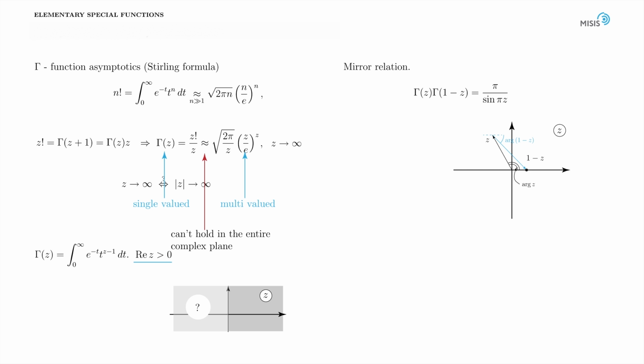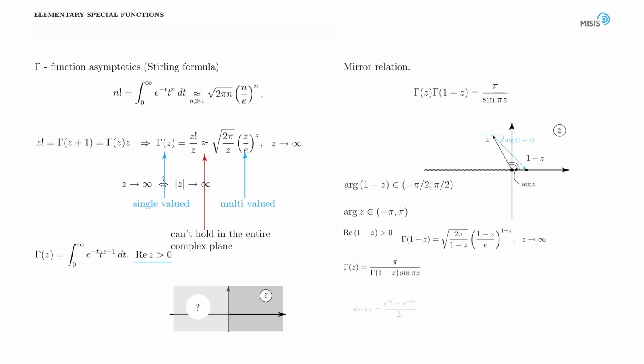Actually, since we are going to deal with multi-valued functions, let us draw a branch cut. And you may see that when the argument of 1 minus z sweeps the right semiplane, that is, it changes from minus pi by 2 to pi by 2, the argument of z symmetrically sweeps the left semiplane, that is, changes from pi to minus pi. Now, since 1 minus z is in the right semiplane, we may use the Stirling formula. Next, we use the mirror identity to express gamma function of z.